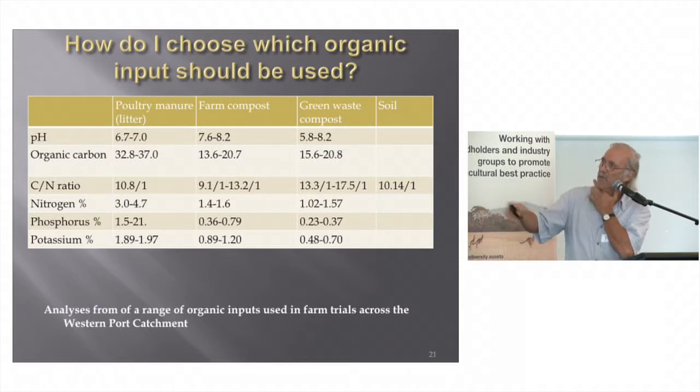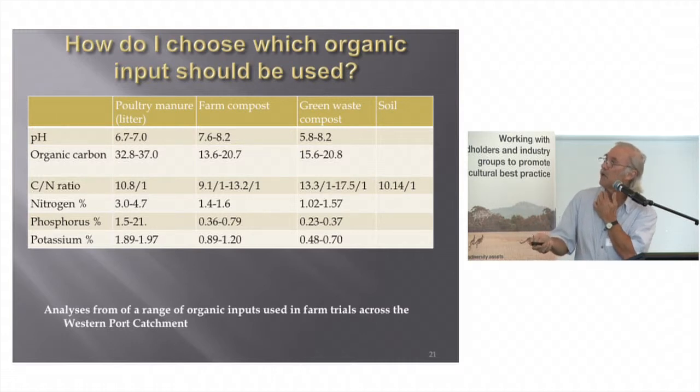This is just some data from some recent trials across the Westernport Catchment. We've got poultry manure, litter, and you see there's a bit of a range there. There's farm compost, green waste compost. There's a fair range of product there. So if you're looking for things that are slightly higher in nitrogen, you can see the poultry manure is obviously higher in nitrogen than the farm compost, or green waste, which again is lower in nitrogen than perhaps the farm compost.